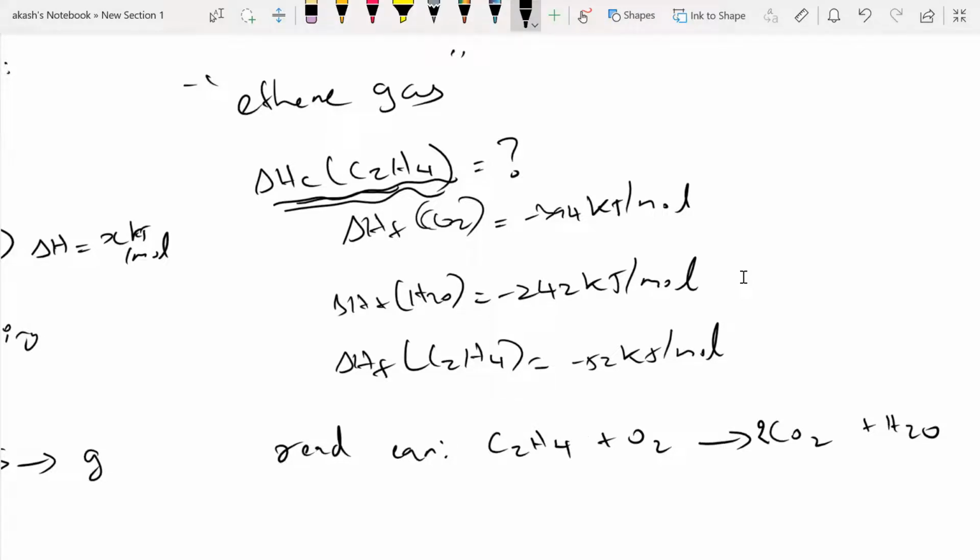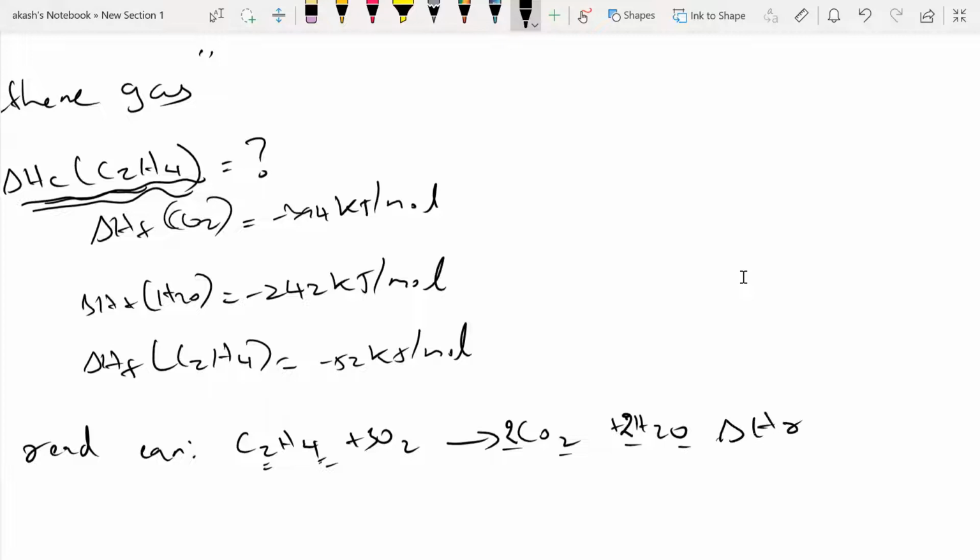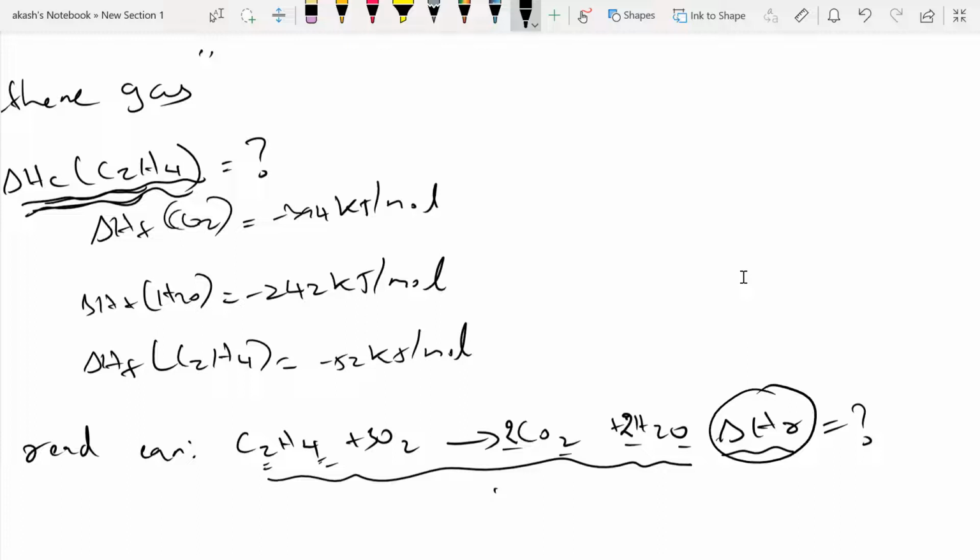So we have 2 CO2 because I need to have 2 carbon atoms, and I have 4 hydrogen atoms, so this is going to be 2 H2O. How many total oxygen atoms? 2 into 2, 4, 4 plus 2, 6, right? So we need to put 3 O2 here, right? Now, people, for this reaction, what we have to find is the enthalpy of reaction. Basically, they have asked you to find the enthalpy of combustion. Enthalpy of combustion means this is the reaction whose enthalpy value we have to find, the enthalpy of the overall reaction.